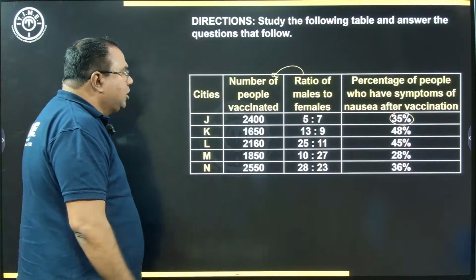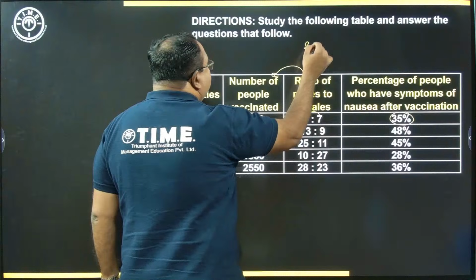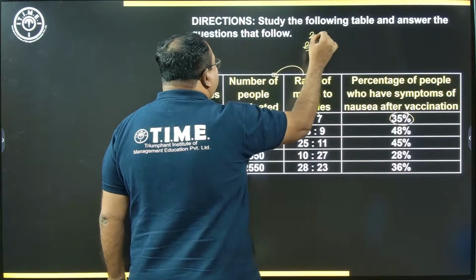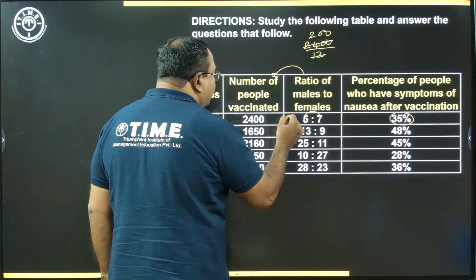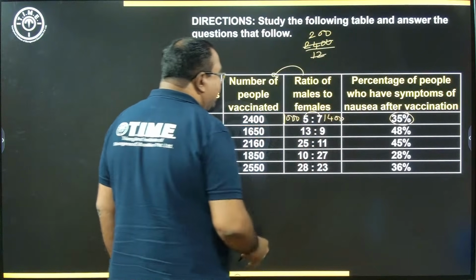Now 2400, just here, 5:7, 12 parts. 2400 by 12, each part is 200. So 5 into 200, 1000. 7 into 200, 1400. Okay.